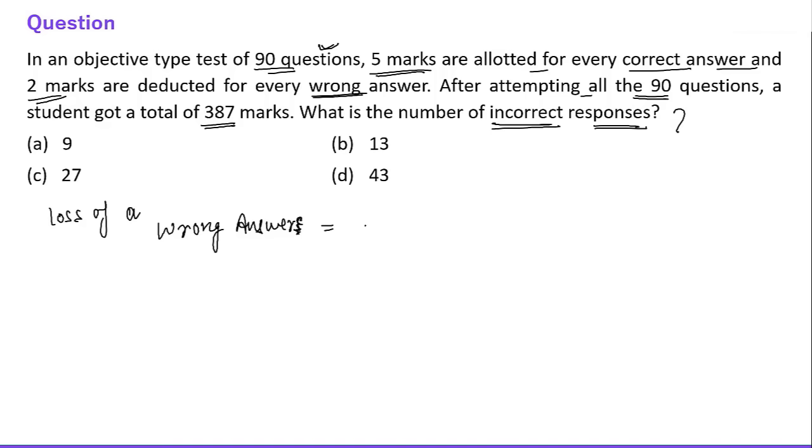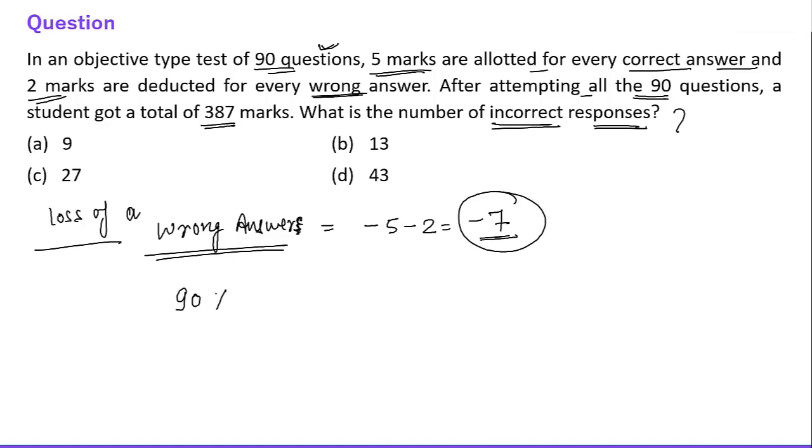Actually, total loss is 5 plus 2, that is 7, right? Because obviously, when you are solving a question wrong, then you must be expecting 5 marks for that question. So you are losing 5 marks for that question, and you are losing 2 marks also, right? So once you do one wrong answer, you are actually losing 7 marks in total, right? So in this exam, total 90 questions are there. If all 90 are correct, then your final score will be 450 marks. Your maximum marks will be 450.